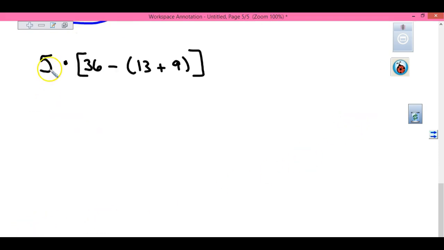We have to evaluate 5 times [36 minus (13 plus 9)]. We have to use order of operations. Do we have parentheses? What grouping symbols do we see? The bracket and the parentheses. And when we have a grouping symbol inside another grouping symbol, we have to start from the innermost.